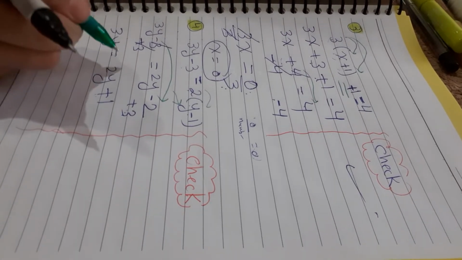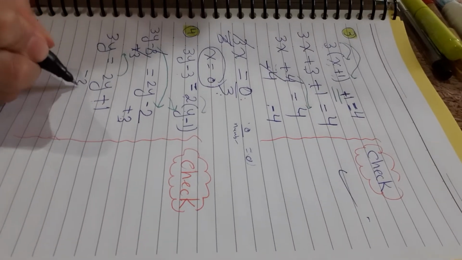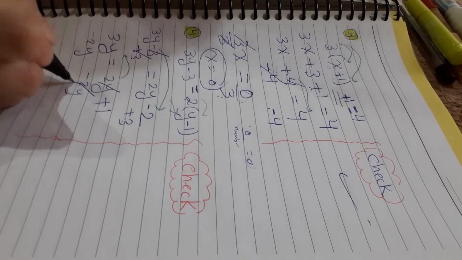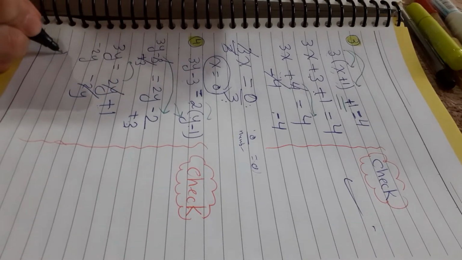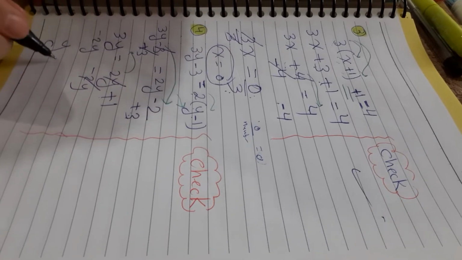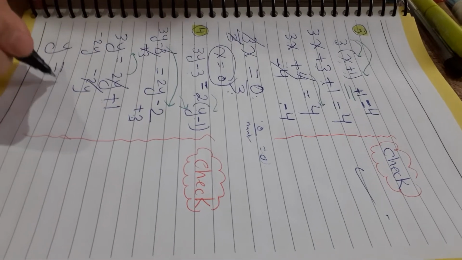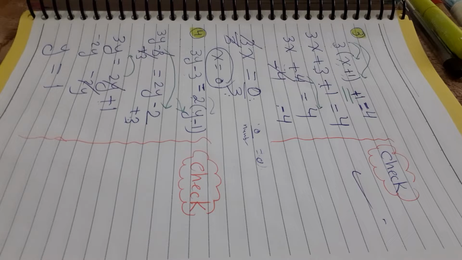Now send this side to here. Negative 2y, cancel the 3y minus 2y. It's y, because 3 minus 2 is 1, equals, now cancel, now bring down 1.